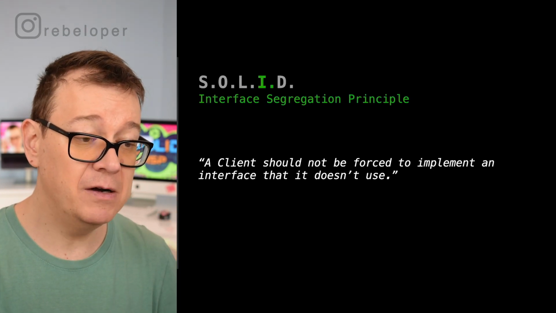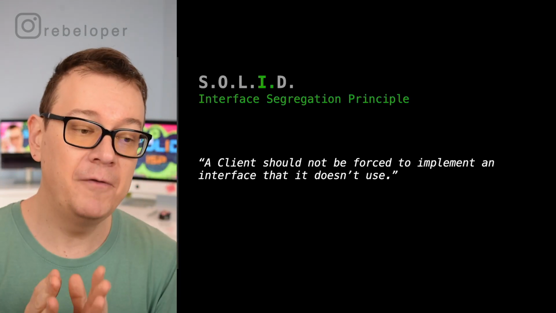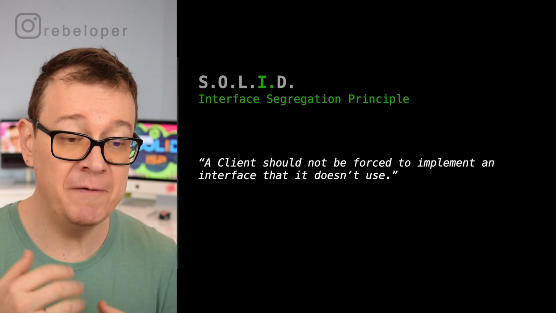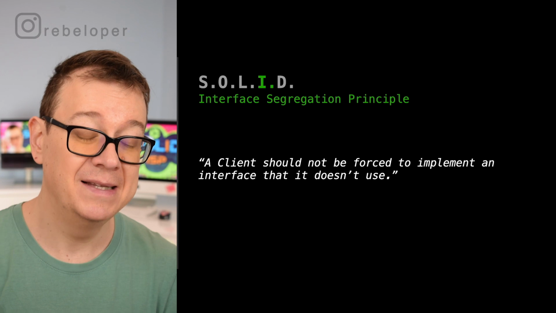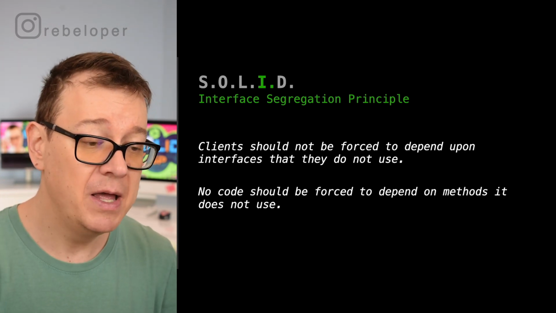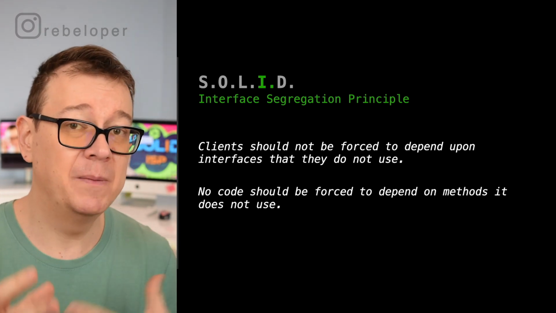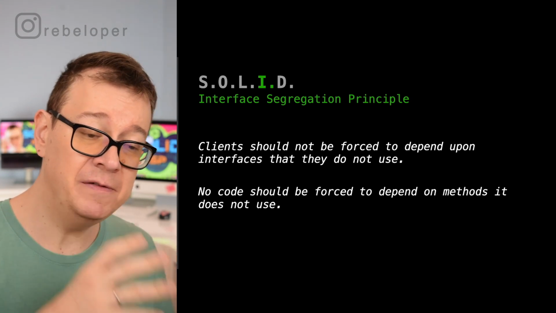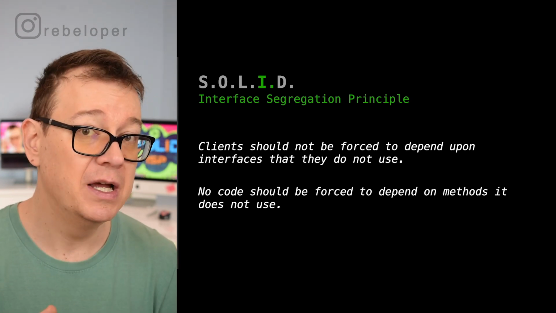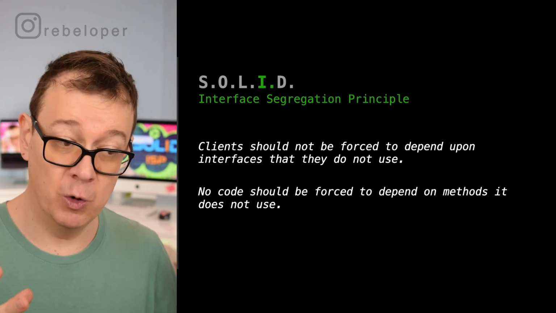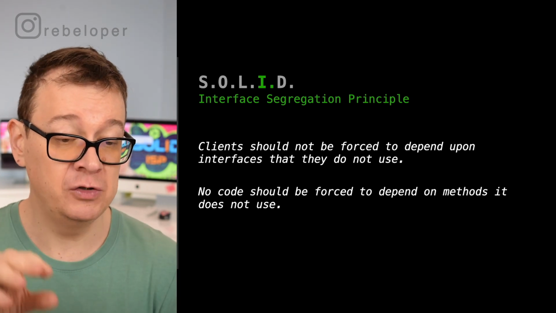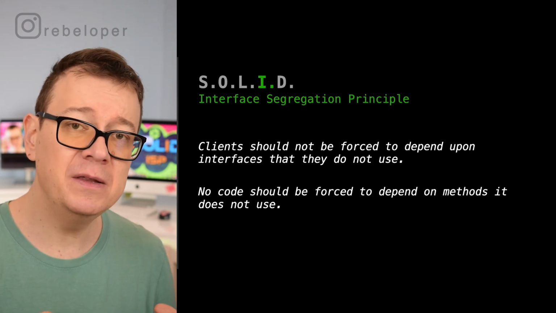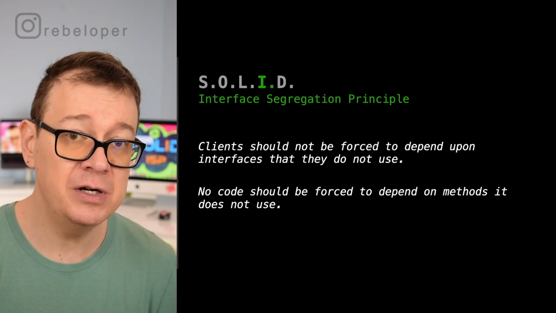Now, today we are going to take a look at the fourth one, the interface segregation principle. A client should not be forced to implement an interface that it doesn't use. Now, here's a little bit more explanation to that. Clients should not be forced to depend upon interfaces that they do not use. Also, in other words, no code should be forced to depend on methods it does not use. Now, this third one is kind of what I prefer as the explanation.